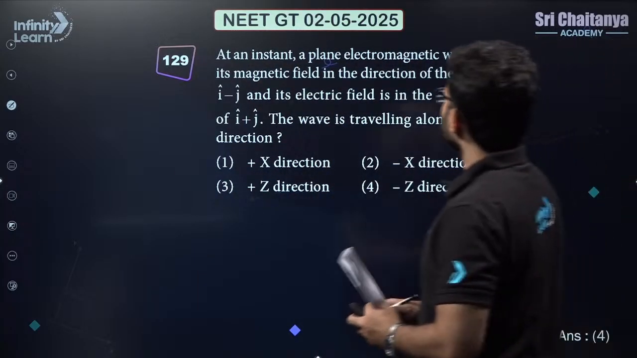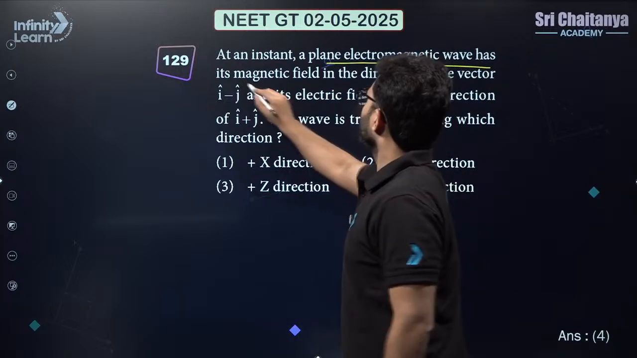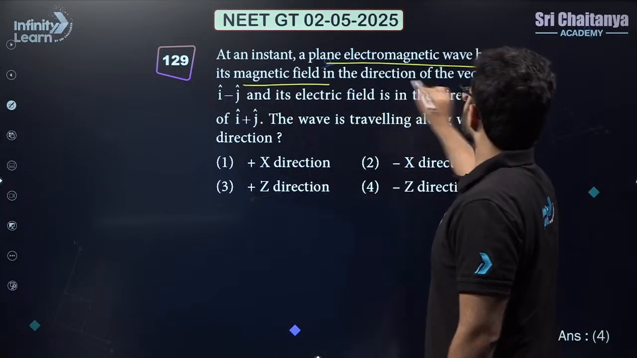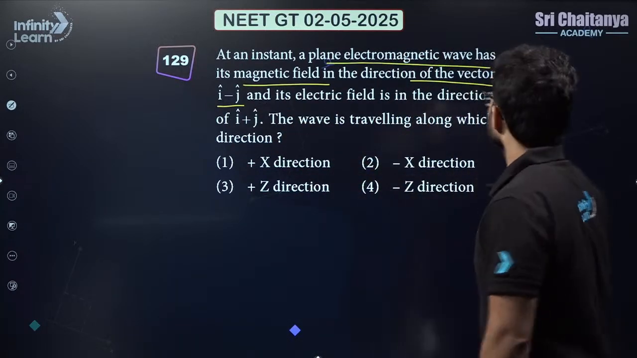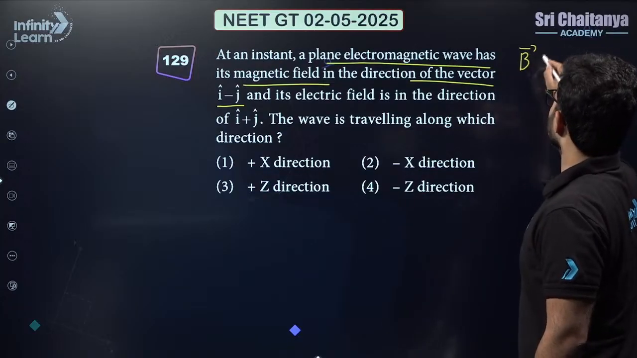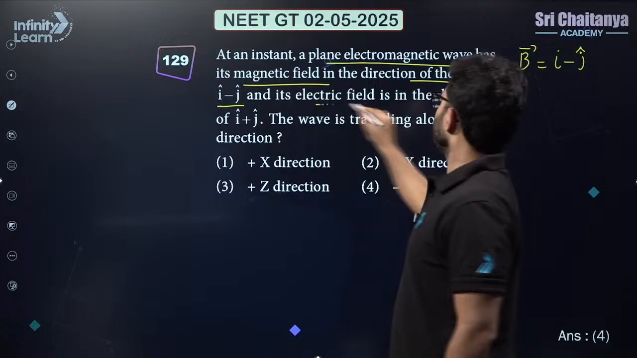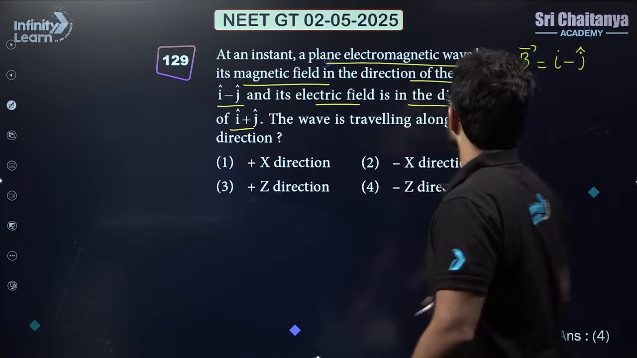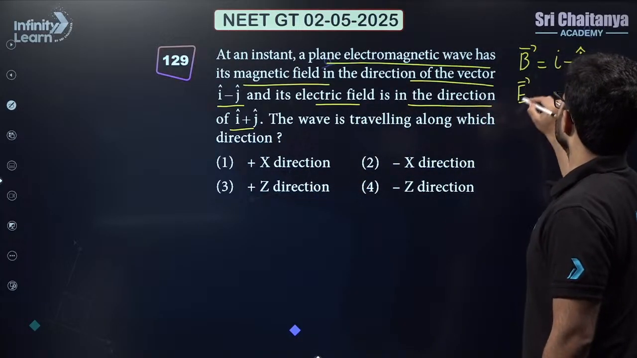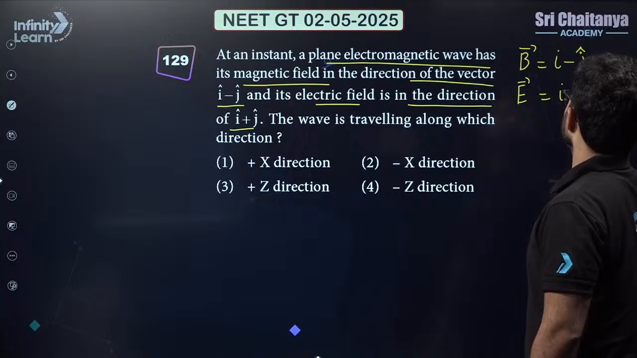At an instant, a plane electromagnetic wave has its magnetic field in the direction of the vector i minus j. So the magnetic field direction is given to you, that is i minus j. And its electric field is in the direction i plus j. So the electric field direction is also given to you, that is i plus j, right?